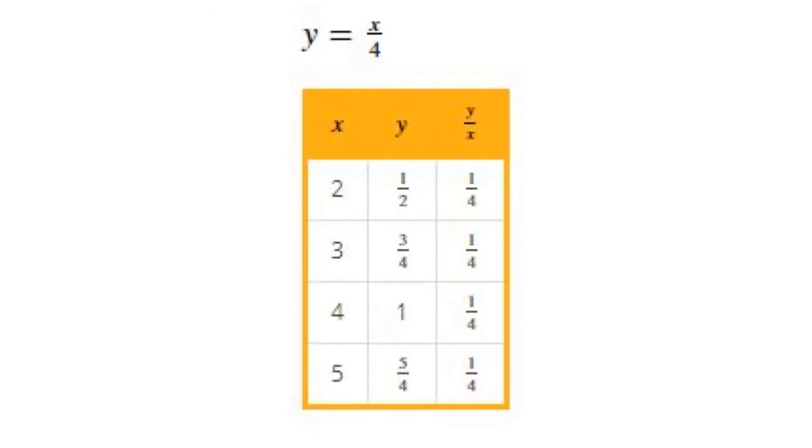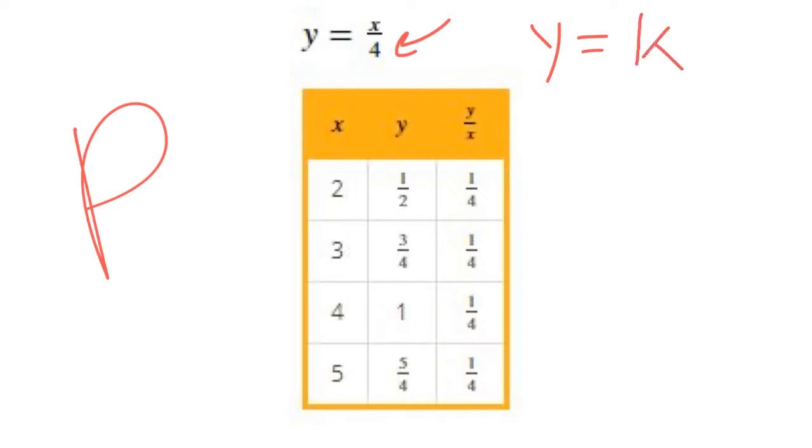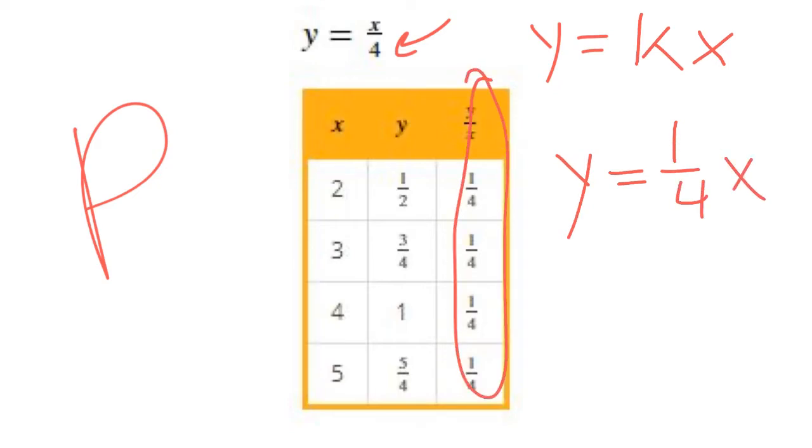Is this a proportional or non-proportional relationship? The answer is it's proportional. It's proportional because even though it has division involved, and it doesn't look exactly like y equals kx, it is actually proportional because we can rewrite it as y equals 1/4 x. And that 1/4 comes from what's called the constant of proportionality, the k, which is found by taking the y and dividing by the x.